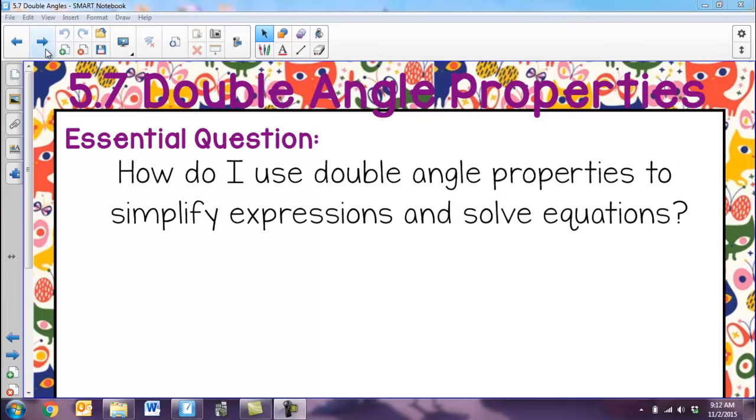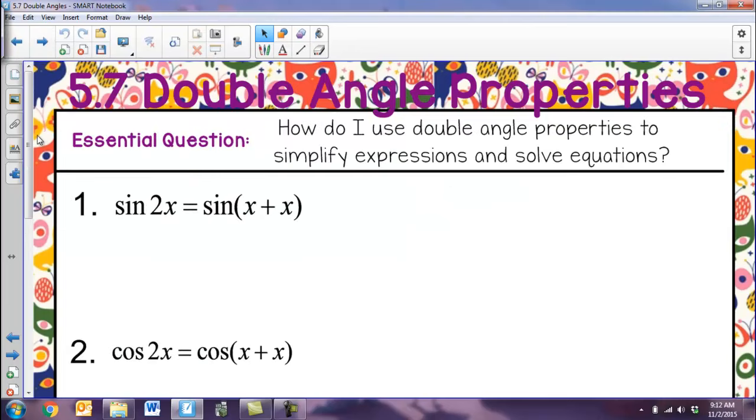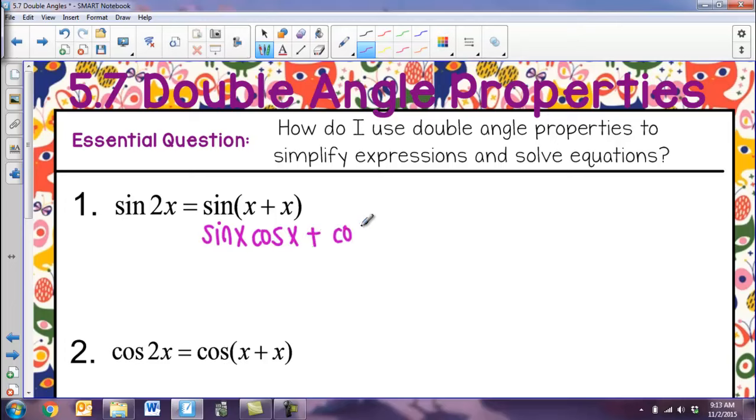We're first going to start with where do these things come from? So let's start. The first thing we're going to look at is why is sine of 2x equal to that formula on the back of your chart. Looking at sine of 2x, we can always rewrite that as sine of x plus x, because x plus x is 2x. Then if I use those sum and difference formulas that we talked about last week, we would know that this expression would be sine x cosine x plus cosine x sine x.